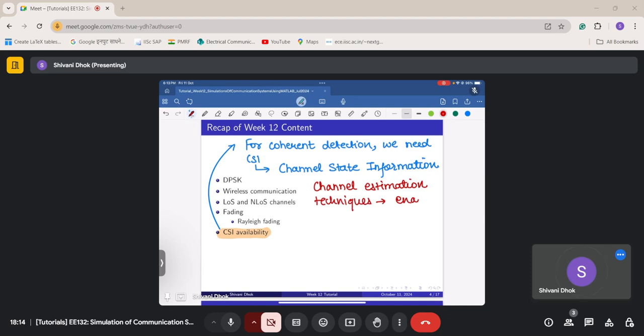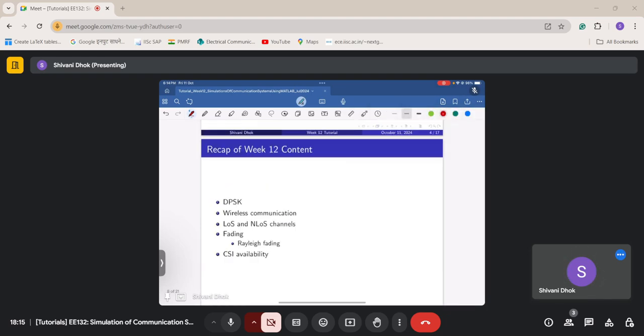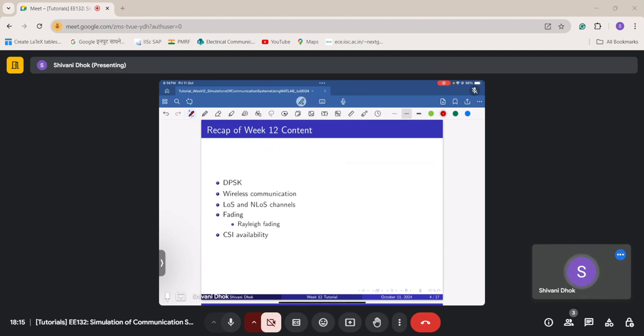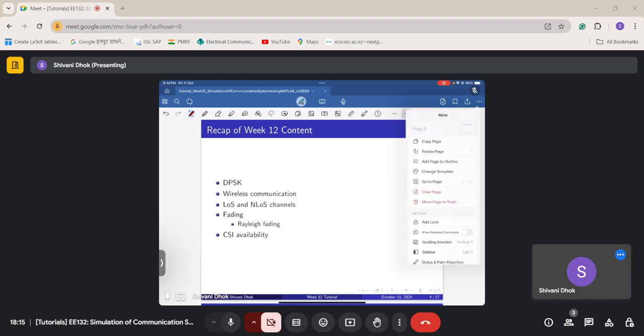These enable us to estimate the channel state information. This is not going to be covered in this particular course. Very basics of wireless communication will be covered.